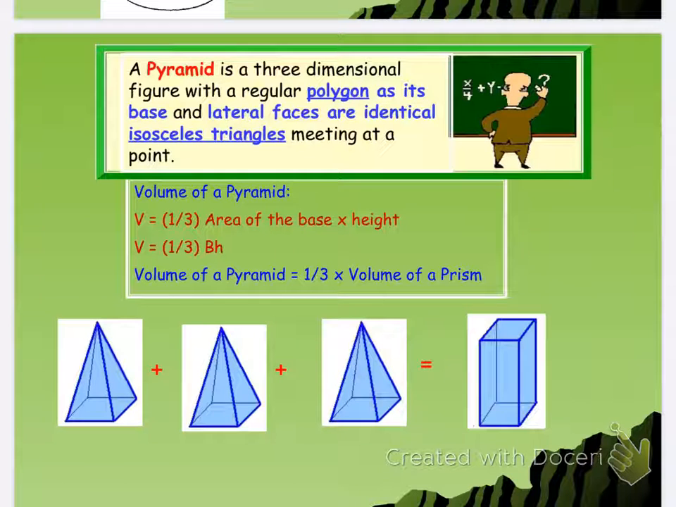So what this is showing you, and if we actually were in school and I could demonstrate with water, is if I took a rectangular pyramid, and I had a rectangular prism with the same base area and the same height, it would take 3 of the pyramids filled up with water to fill up that rectangular prism.